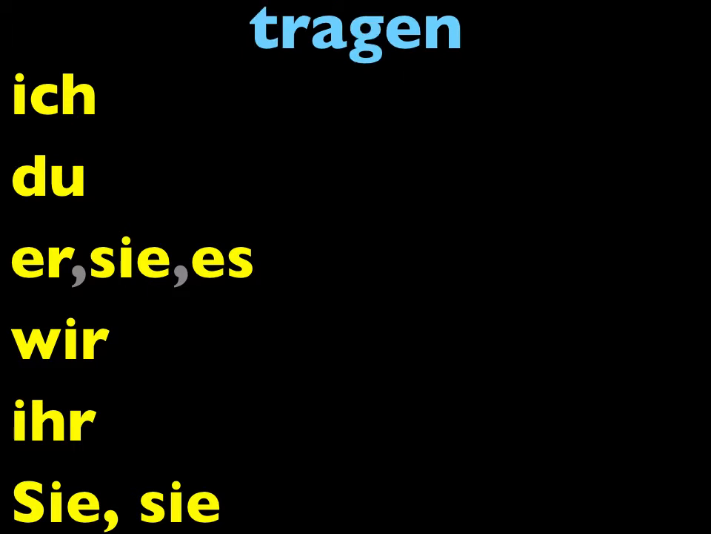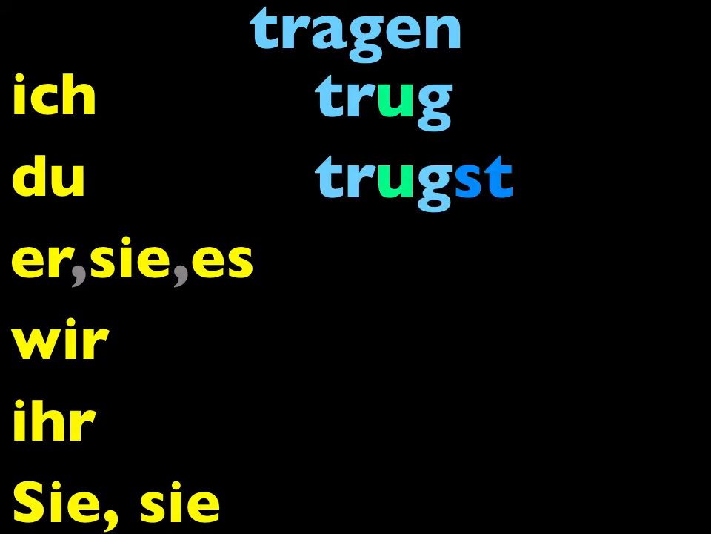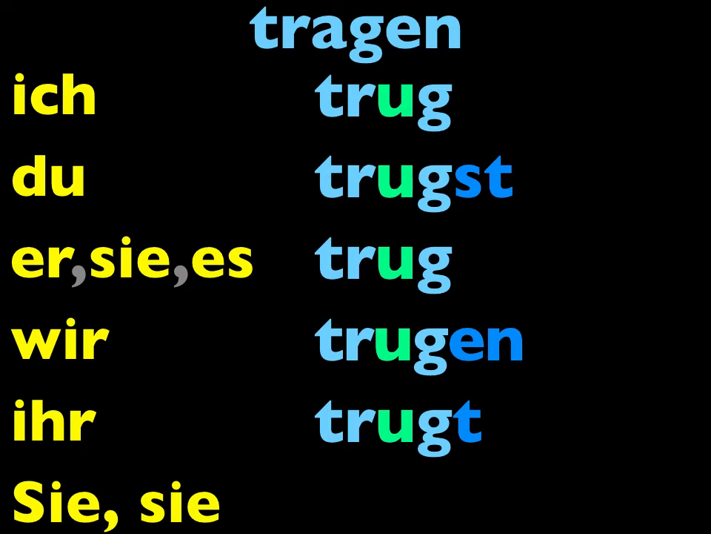Tragen can mean to carry, which isn't irregular in English in the past tense, but also can mean to wear. And the verb to wear in English is irregular. It becomes I wore something. It changes to an O, of course, but in German it's still a U. Repeat after me. Ich trug. Du trugst. Trug. Wir trugen. Ihr trugt. Sie trugen. Good.